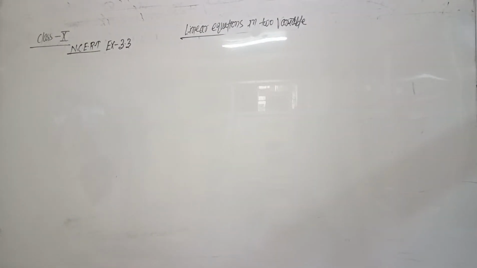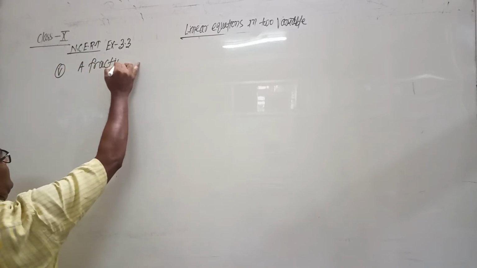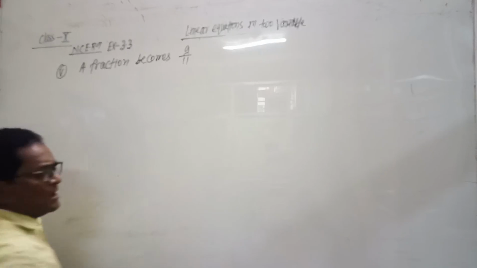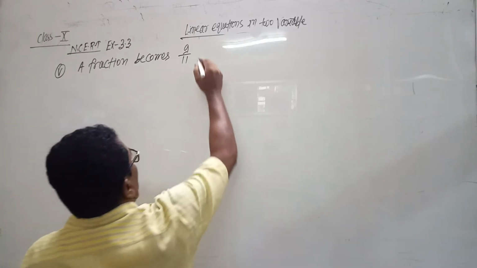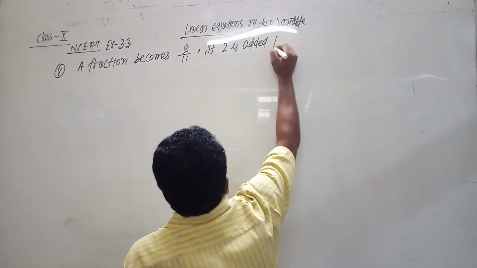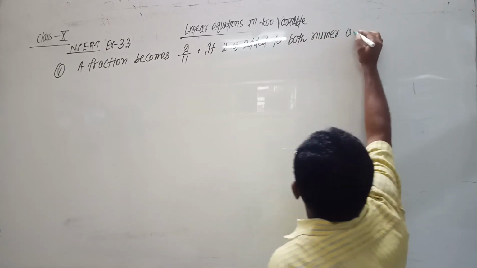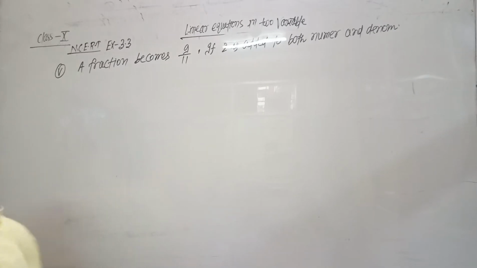Next, the fifth part. A fraction becomes 9 by 11 if 2 is added to both numerator and denominator.